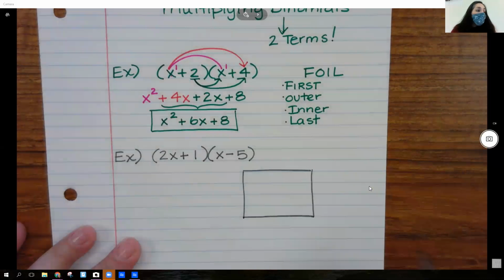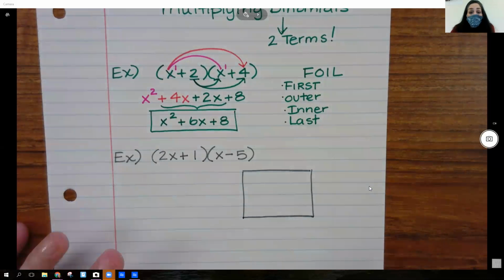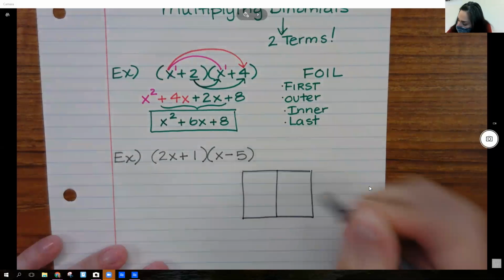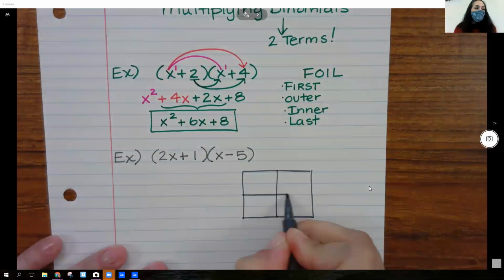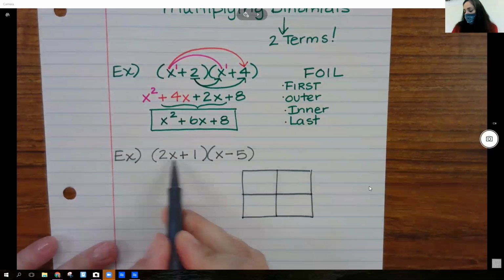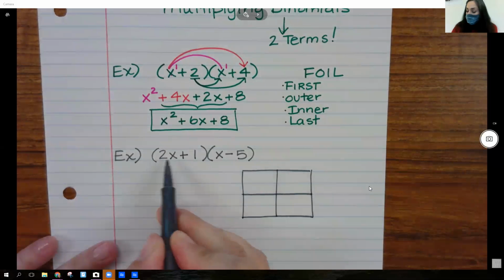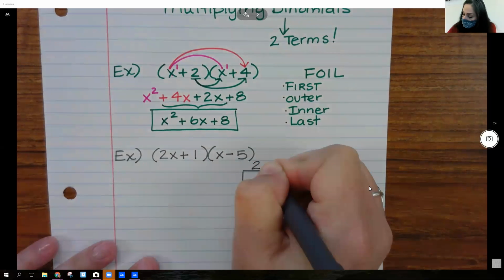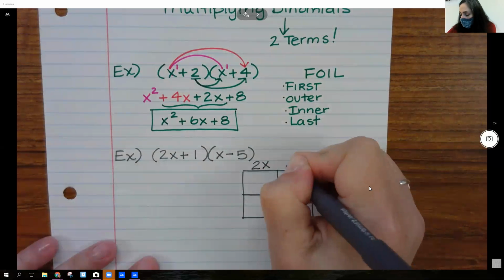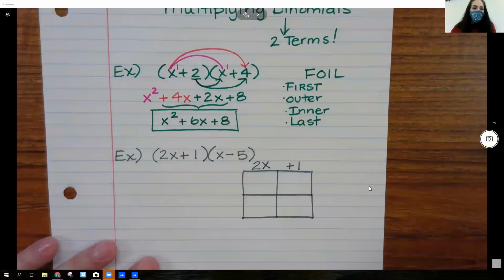All right. And you're going to separate the terms, okay? So we got to put some separators in here, like that. And I'm going to put the terms for the first set of parentheses up on the top. So we have a 2x and we have a plus 1. So the plus 1 goes in the second spot over there.